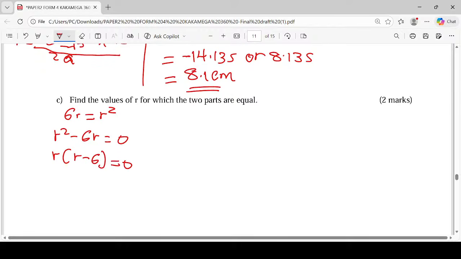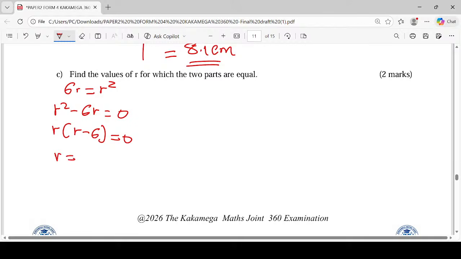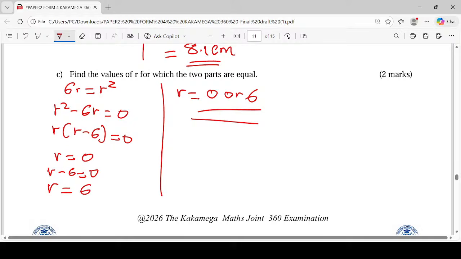The first case is R is equal to 0. In the next case, R minus 6 is equal to 0, meaning R will also be equal to 6. So the values of R for which the two parts are equal is when R is equal to 0 or 6. And you earn your 2 marks. As simple as that.